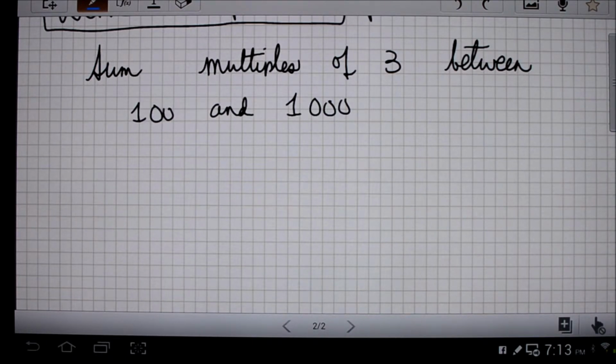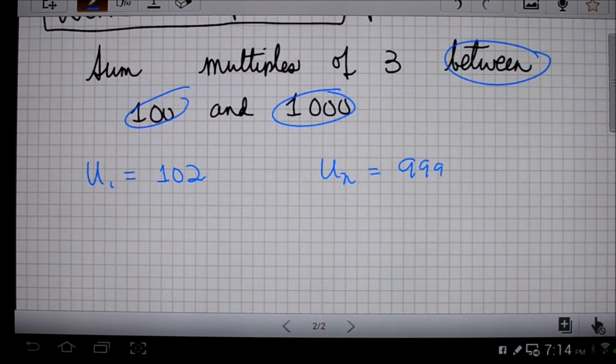Well, I know 99 is divisible by 3. So if you add 3 to 99, it would be 102. Therefore, the first term would be 102. Can we use the same logic to find the last term? Sure we can. Our last term, un, is going to be 999, because 1000 is not divisible by 3, but 999 is. So the first and last terms have to be in between those two numbers.